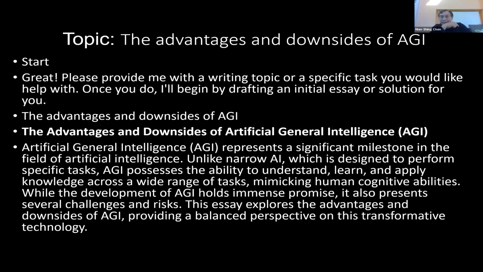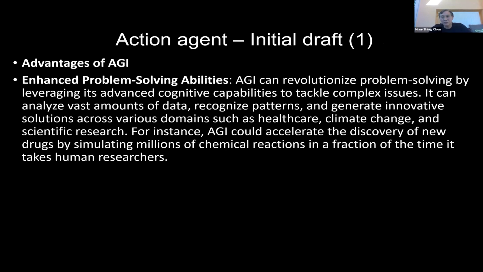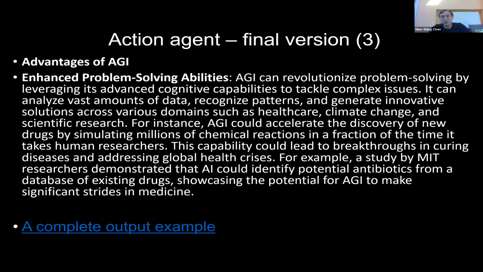So this is just a very simple example to show that multiple agents are the future. In the future, we will have multiple agents working together to produce the best outcome. I designed the two agents and then assigned a task to them. As you can see, the result gets better and better from the first iteration to the final version. You can see the improvement from beginning to end.